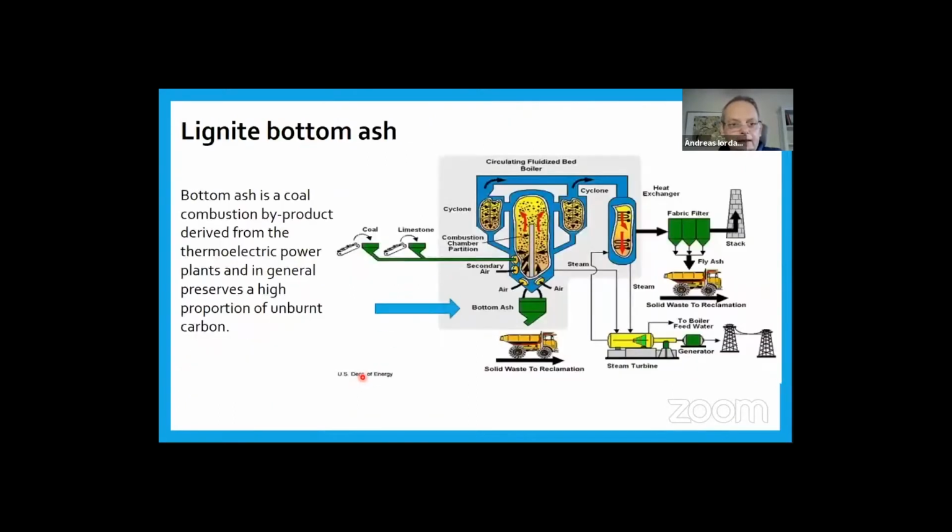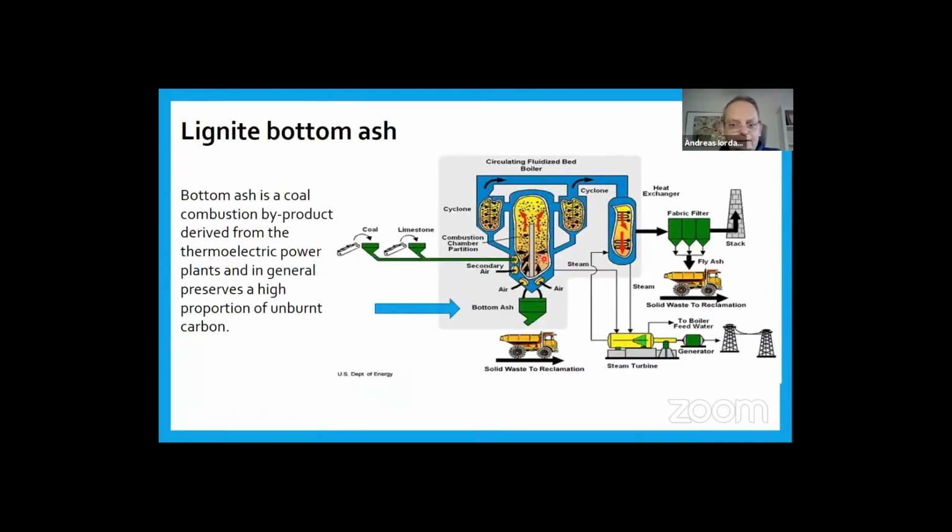So talking about lignite bottom ash, what is lignite bottom ash? Here you can see a schematic plan of a typical lignite-fired power plant. In a few words, here is the boiler where the lignite is burned, and at the bottom of this boiler we collect the so-called bottom ash. This bottom ash generally preserves a high proportion of unburned carbon. So this is our samples, the bottom ash of the lignite-fired power plants.